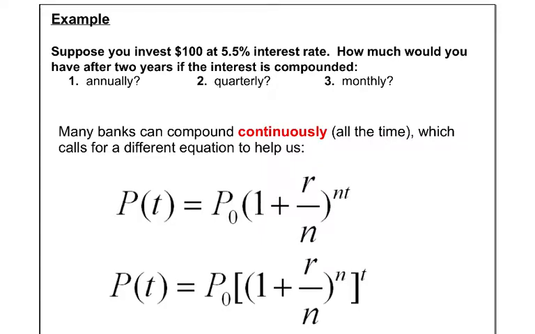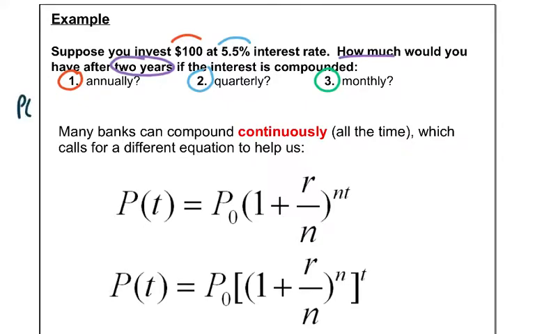Great example. Number 1. Suppose you have $100 and you're at a 5.5% interest rate. How much money will you get after 2 years if the bank is compounding everything? For number 1 it is annually, for number 2 it will be quarterly, and number 3 will be monthly. And by changing the words, all you're basically changing is the N values. That's it. All right, so let's pick out our formula here.